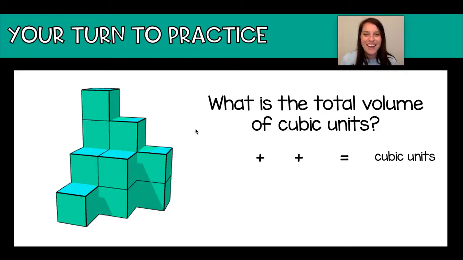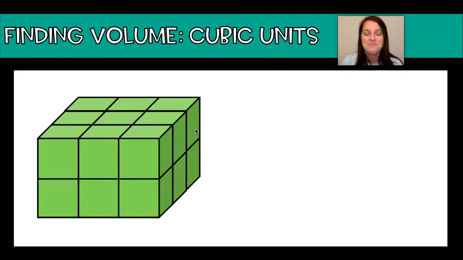All right, welcome back. So now that you have tried this out to see how many there are, here's what we know. There's 1 unit cube in the front, 4 unit cubes in that middle layer, 1 was hidden, and 9 in the back layer, giving us a total of 14 cubic units. All right, let's move on to the next one.